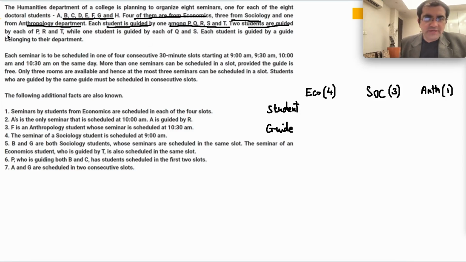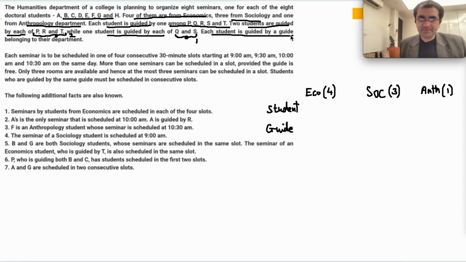Two students are guided by each of PRT. PRT have 2 students each, while 1 student is guided by each of Q and S. ठीक है, 1 each. So 2, 4, 6 idhar and 7 and 8. PRT are guiding 2 students each, Q and S 1 student each. Each student is guided by a guide belonging to their department. Obviously, you will guide a person ideally that belongs to your department. If they are in some other department, then आप उनको guide नहीं कर सकते according to the question.